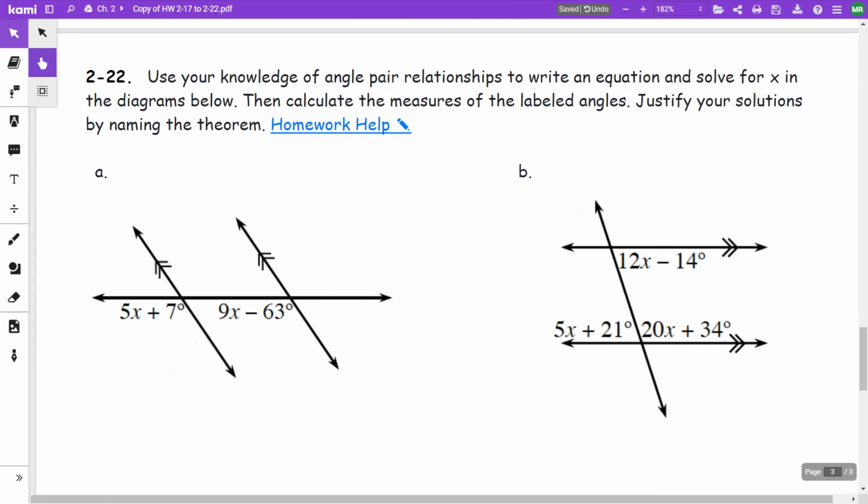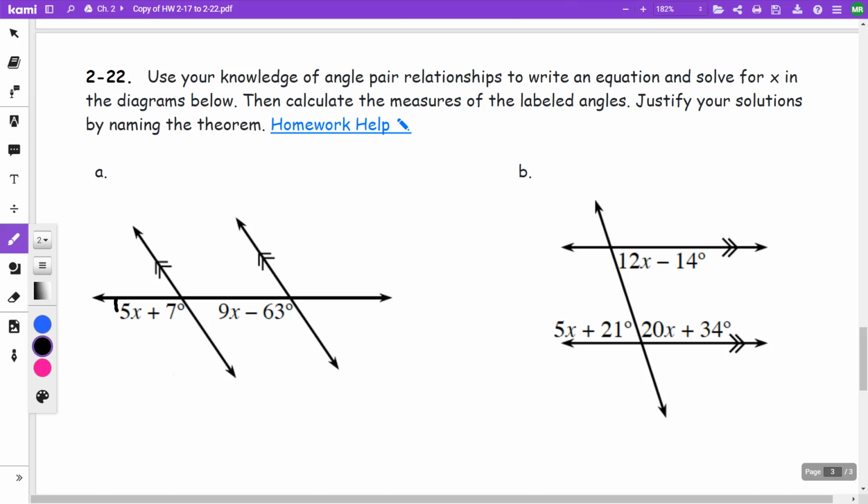Okay, 22, this is review. Okay, so we're reviewing angle relationships. So it says use your knowledge of angle pair relationships to write an equation, solve for x, then calculate the measures of the labeled angles. Justify your solutions by naming the theorem.